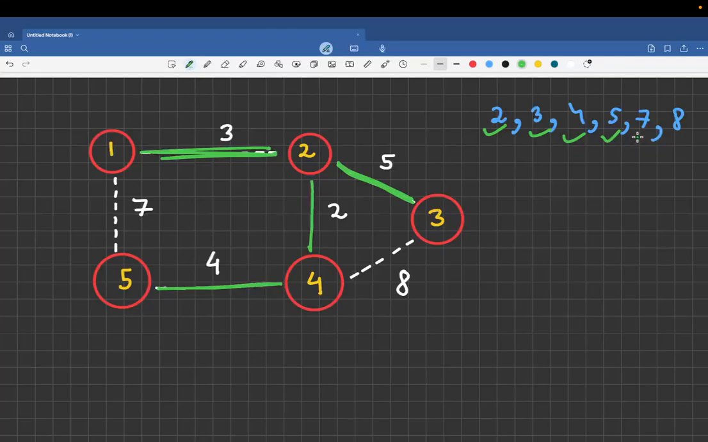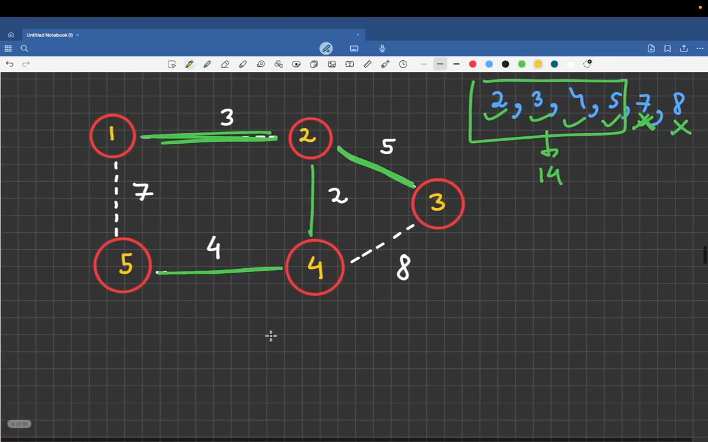Now when I try to take this edge with weight 7, you see that the cycle is getting formed, right? So I won't take this edge 7. Similarly, when I try to take the edge with weight 8, again you see the cycle will get formed, and hence I am not taking this particular edge as well. Hence the total minimum cost that you get is 14, and you are able to construct your MST. So this is the basic implementation of Kruskal's algorithm. Now how would you ensure that a cycle is not getting formed?